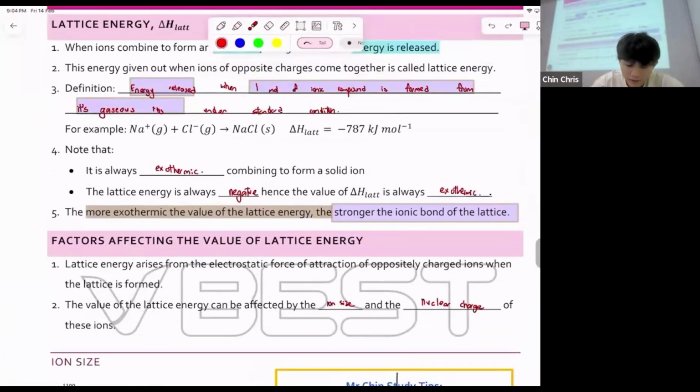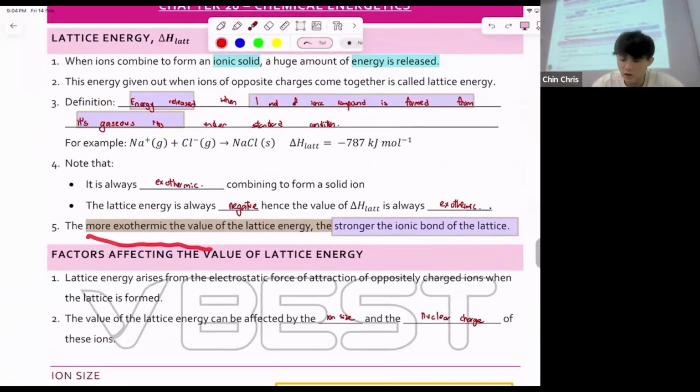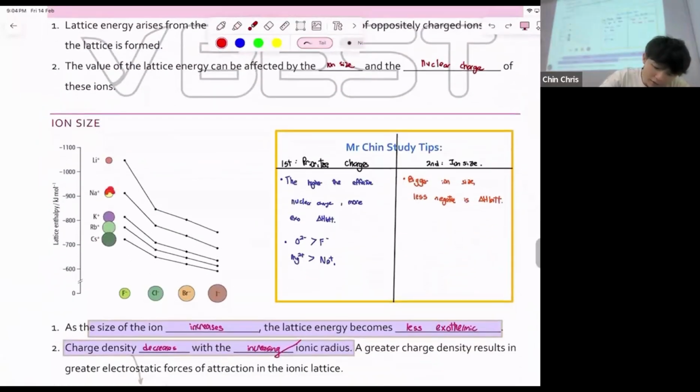Understand? The more exothermic it is, the stronger the bond, the stronger the ionic compound. So if you have a small ion, the attraction is very strong, so you have a high value or more negative value. But if you have a big one, you see a weaker attraction, which means less exothermic, because the bond is weaker. When a weak bond is formed, less energy is given out. When a strong bond is formed, a lot of energy is given out.